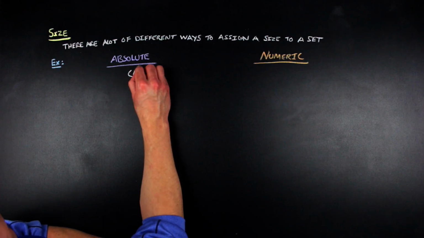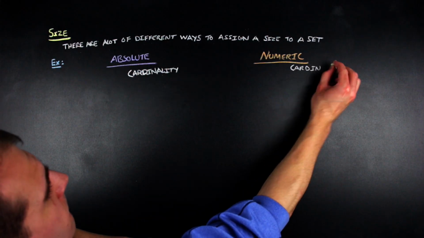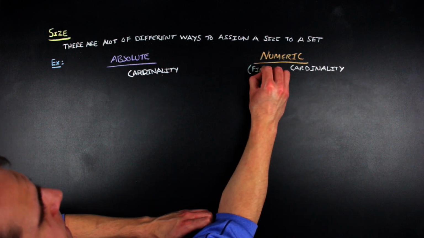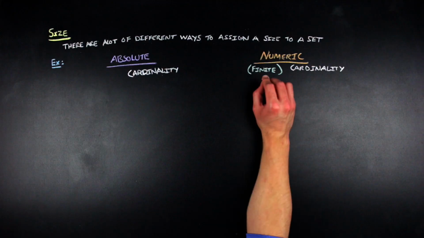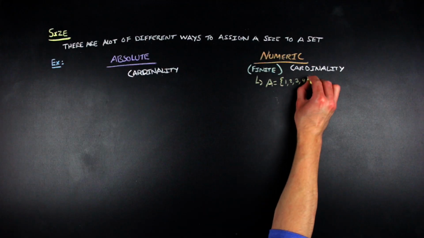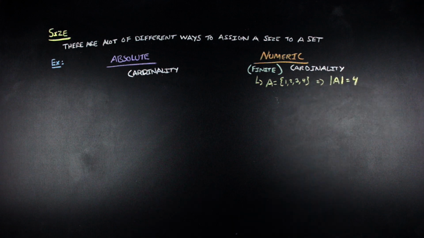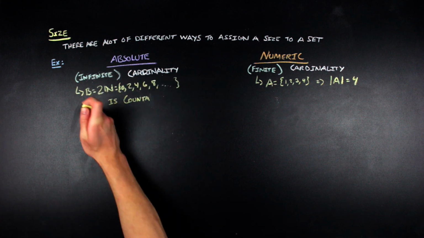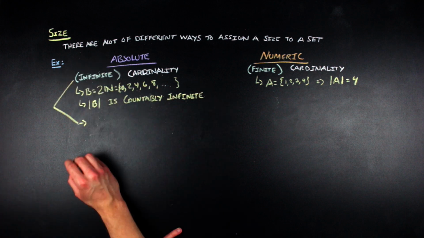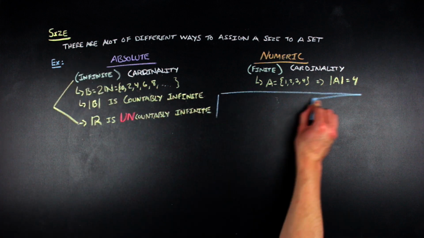I've talked about different types of sizing before, and one in particular that I've talked about on this channel is that of cardinality. And cardinality is a little weird because it can fit into both the absolute and numeric sizing buckets. So if you have a finite set, for instance, something that just contains 1, 2, 3, and 4, you can say that that set has cardinality 4, and that would be a numeric assignment of cardinality. Whereas you can also have absolute assignments of cardinality when sets are infinite. So for instance, the even natural numbers are a set that is countably infinite, and the real numbers are a set that is uncountably infinite.